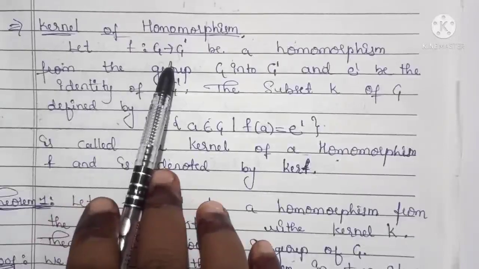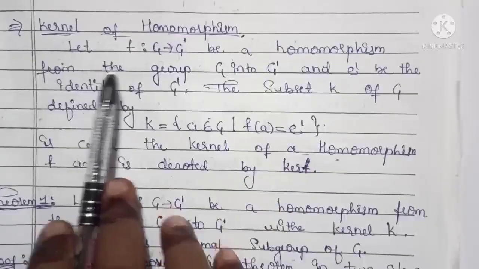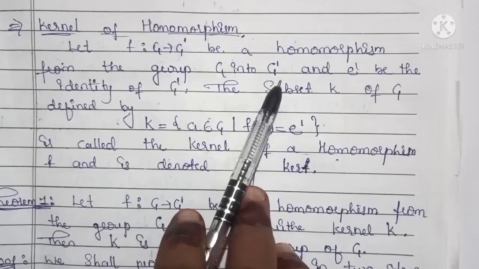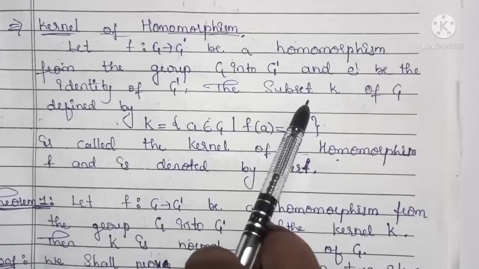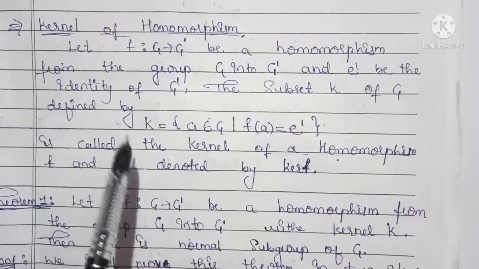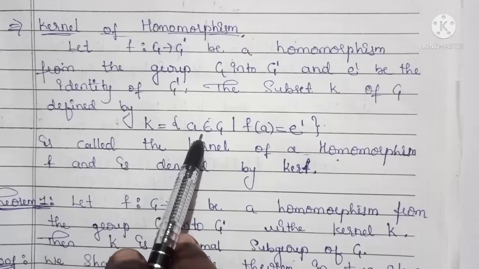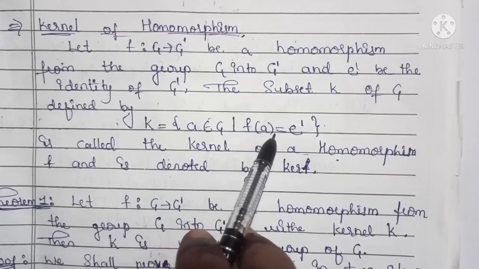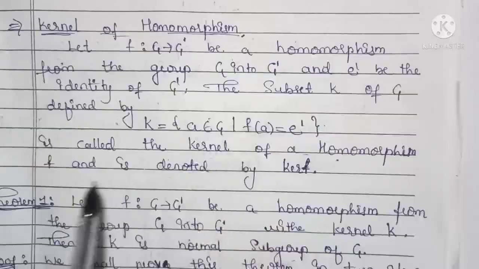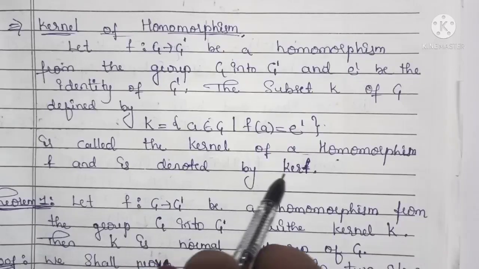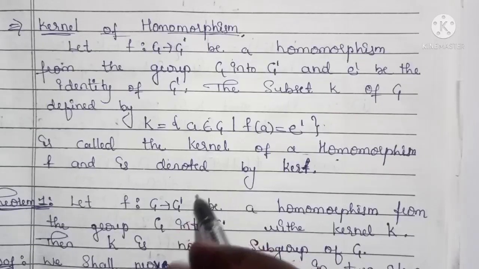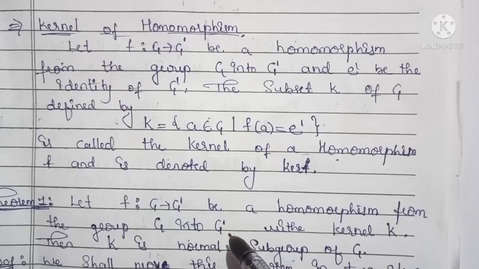Let f from G to G dash be a homomorphism from the group G into G dash and e dash be the identity of G dash. Then the subset K of G, defined by K equals the set of all a belonging to G such that f of a equals e dash, is called the kernel of homomorphism f and is denoted by kernel f. So it means that here f is a homomorphism and e dash is the identity of G dash.